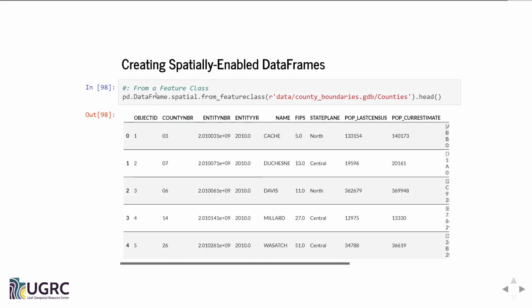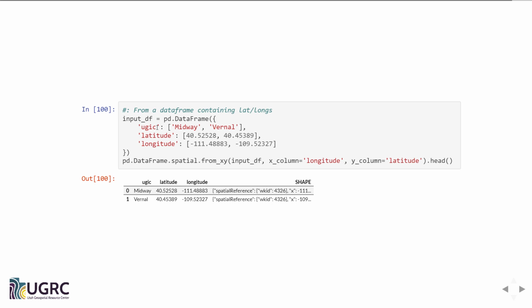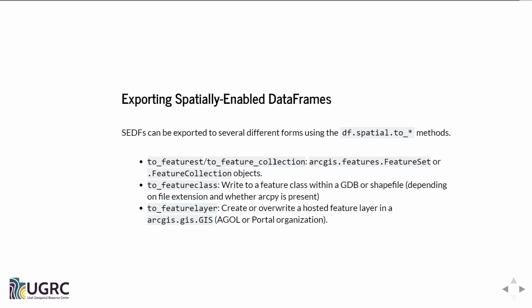We load from feature class. We can also load directly from an AGOL layer or from a data frame just containing lat longs. I do this a lot. If I get a CSV with lat longs, I can convert it straight to a spatially enabled data frame. These can be exported to feature sets, to feature classes, or straight to feature layers that can be uploaded to ArcGIS Online.